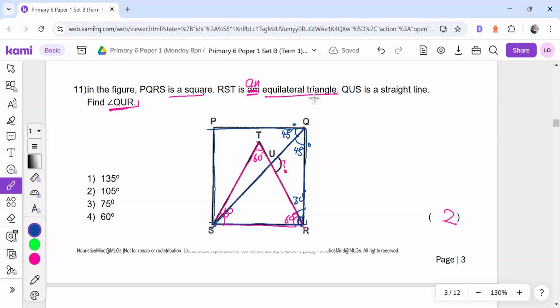So when you cut a square into half, what happened to the right angle? It becomes 45 degrees. Now, can you find the question mark already? And what do you know about triangles? The sum of angles in a triangle is 180. So you take 180 minus 45 minus 30, and that's how you get 105 degrees, which is number 2. Clear? Yeah?